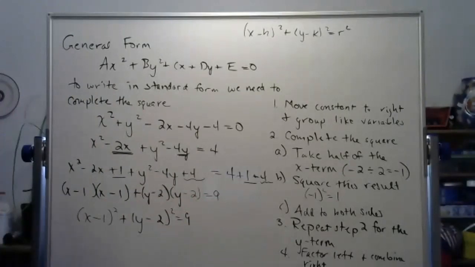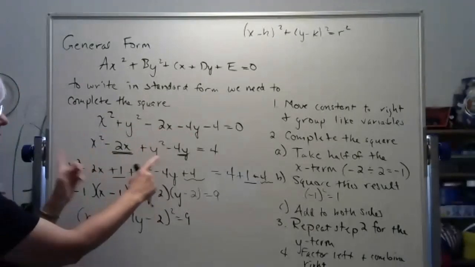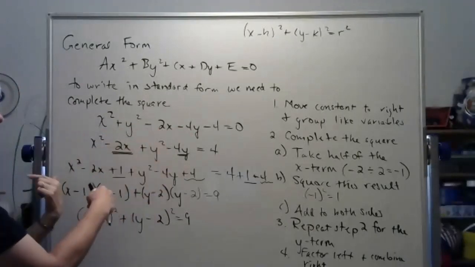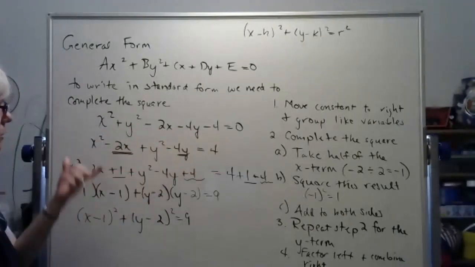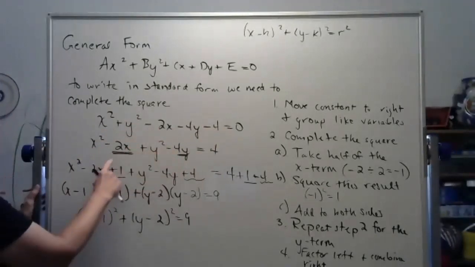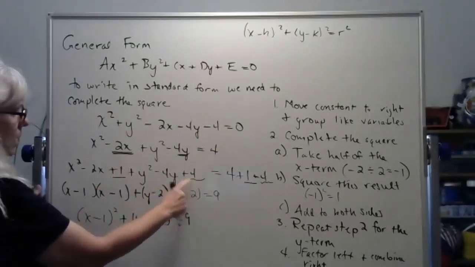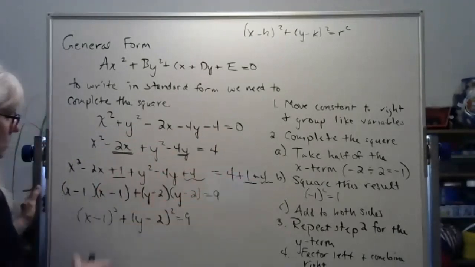So let's walk through that whole thing again just to make sure everybody's got it. We started off with something that's in general form. We separated the variables, kept everything that was x's and y's on the left side. We moved the constant to the right side, and we grouped x's together and y's together. We then completed the square. We took half of 2 and squared it. We took half of 4 and squared it. And we added those to both sides. We then factored it, which gives us our standard form.